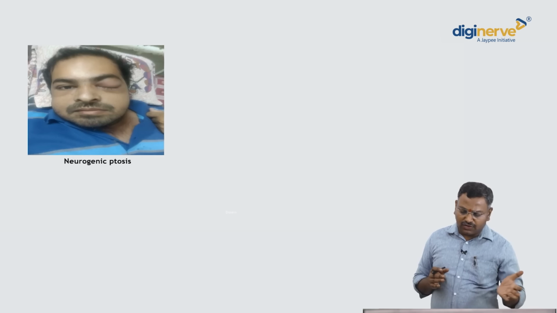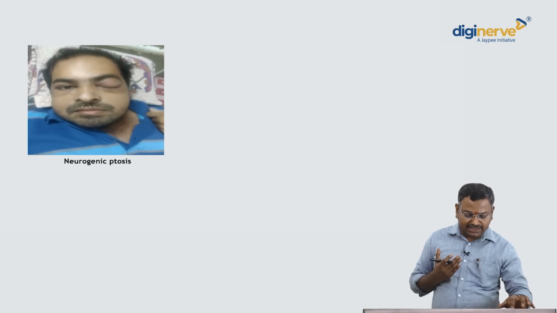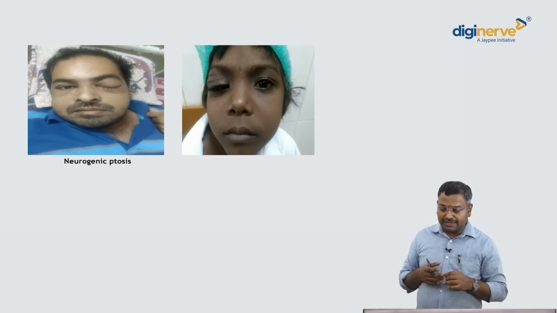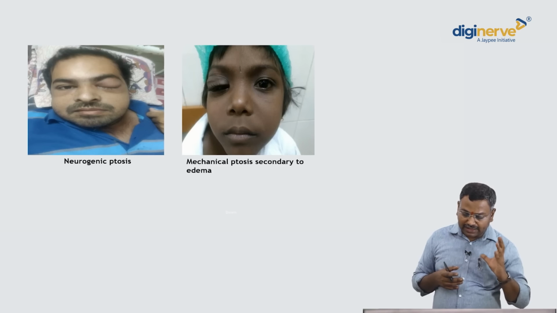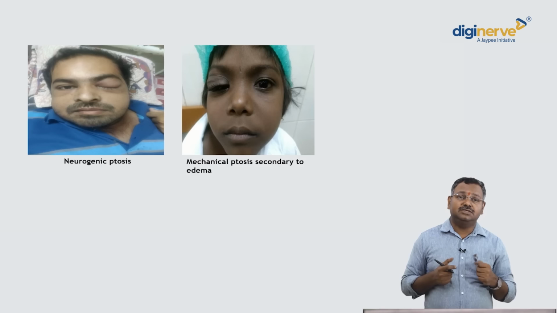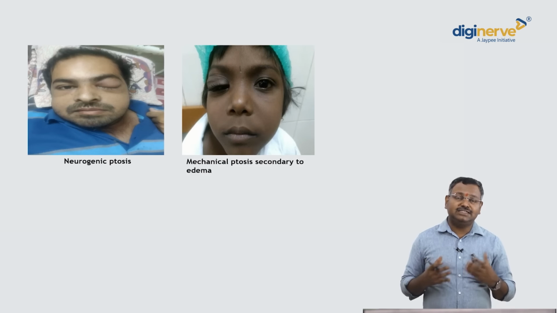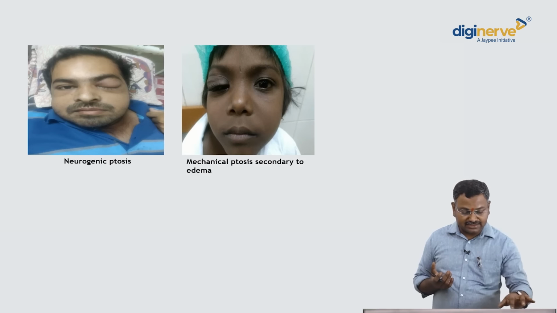So eyelid, look for ptosis. So you could have neurogenic ptosis where third nerve palsy can produce that. You could get mechanical ptosis secondary to edema that could be there. You could have ptosis because of muscle disease. You could have ptosis due to neuromuscular junction diseases, bilateral, unilateral. So various causes, we have discussed this.